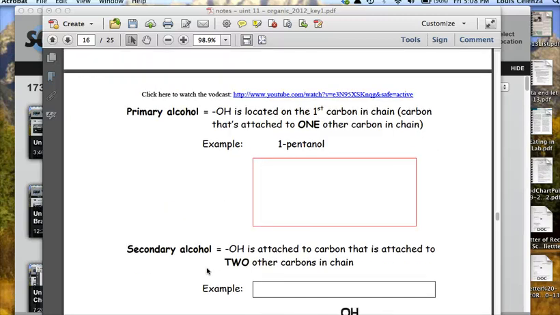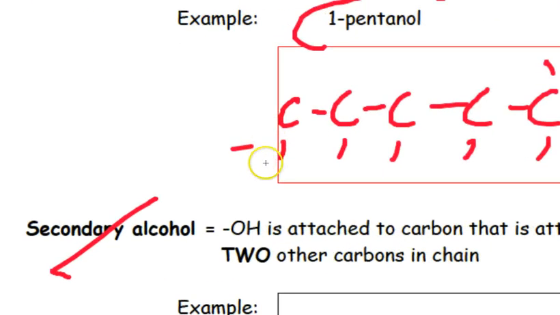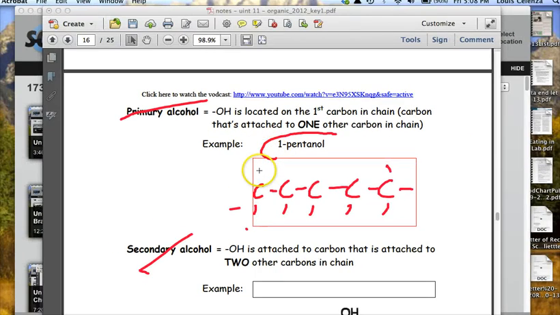So I'm just going to ignore those, and I'm just going to quickly run through the examples, forgetting about the whole primary and secondary and just doing them as an example. So here we have 1-pentanol. Let's cross these out, primary, secondary. 1-pentanol means that you have a 5-carbon chain. These are all H's, and you do have to put all the dashes. You don't necessarily have to write the H's, but you do have to write the dashes.